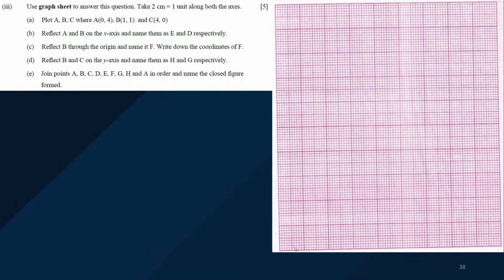First you have to write in the ruled page whatever is required. Example, plot the points A, B, C where A is so and so. Since they are asking you to plot it first, you can plot it, no issues. 2 centimeter equal to 1 unit. So now I will just take the graph here.